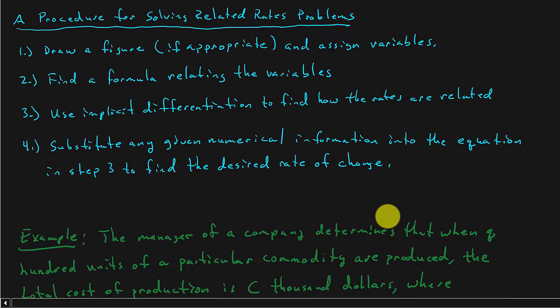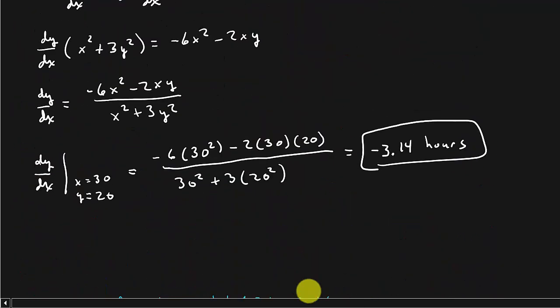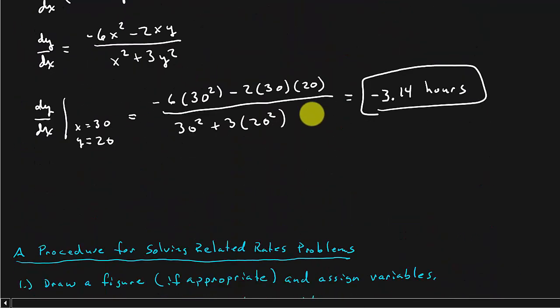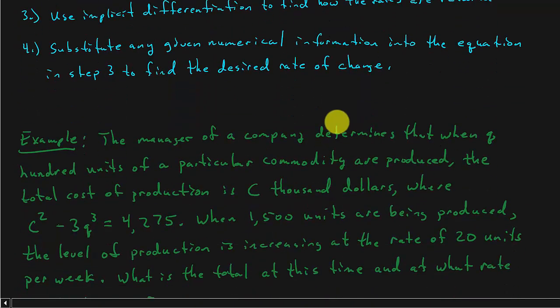A procedure for solving related rate problems. Draw a figure, if appropriate, and assign variables. Find a formula relating the variables. Use implicit differentiation to find how the rates are related, and substitute any given numerical information into the equation in step 3 to find the desired rate of change. Okay, so it's kind of like what we did up here. All right, so let's see what we've got.